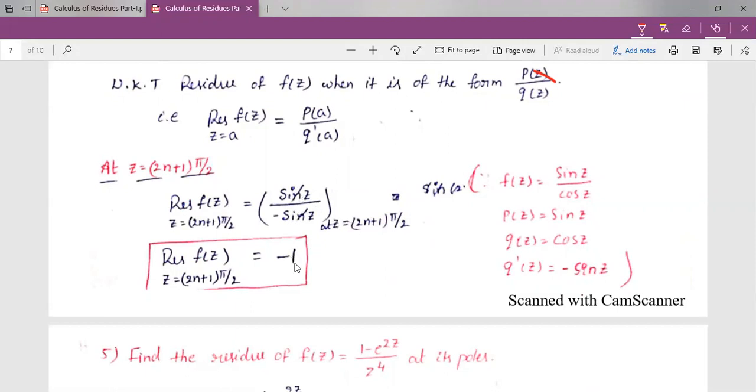So finally we replace z equal to 2n plus 1 into pi by 2. We get the residue of f of z at the simple poles z equal to 2n plus 1 into pi by 2.